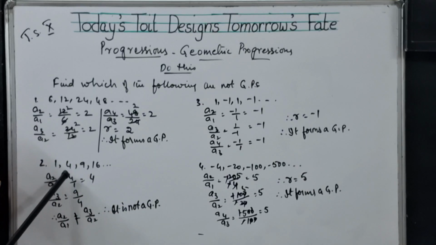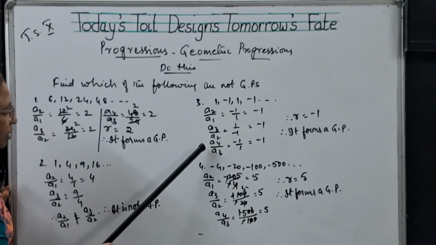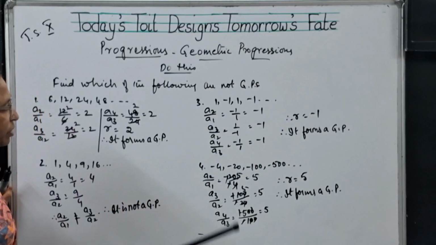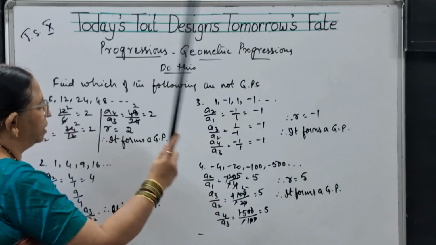And the second one, 4 by 1 is 4. A3 by A2, 9 by 4, you cannot simplify it itself as these two are called co-primes. So A2 by A1 is not equal to A3 by A2. So there is no common ratio here. So it is not a GP. Now the third one, A2 by A1 I got minus 1. A3 by A2 also I got minus 1. A4 by A3 also is minus 1. So the common ratio is minus 1. Therefore it forms a GP.